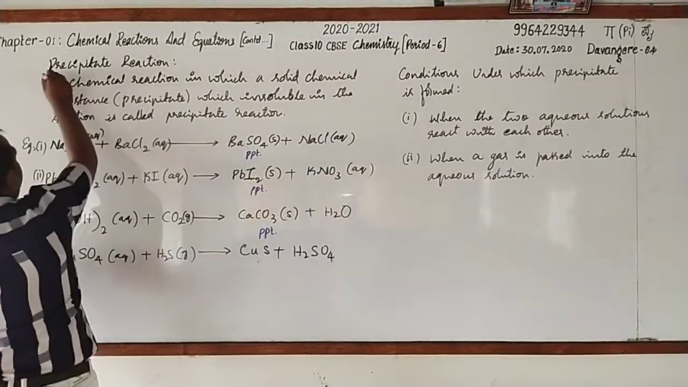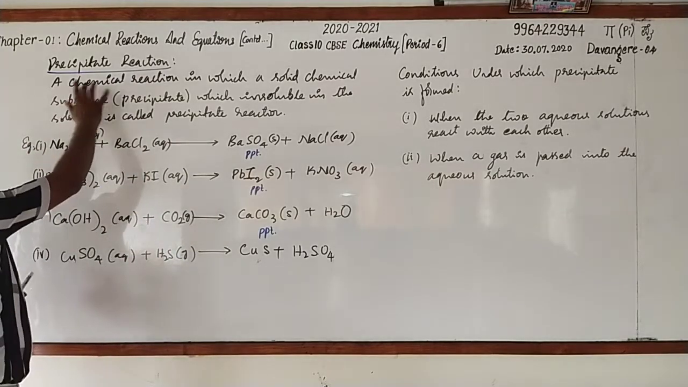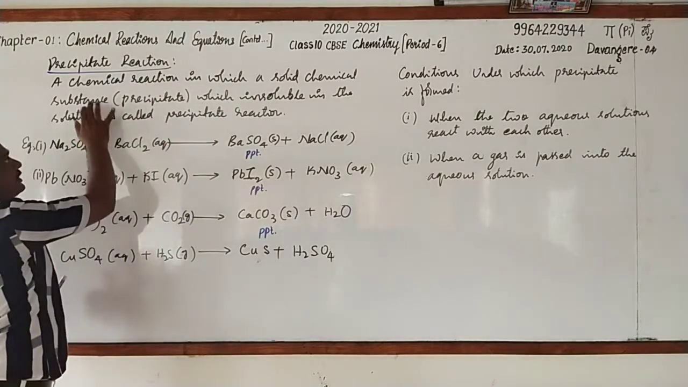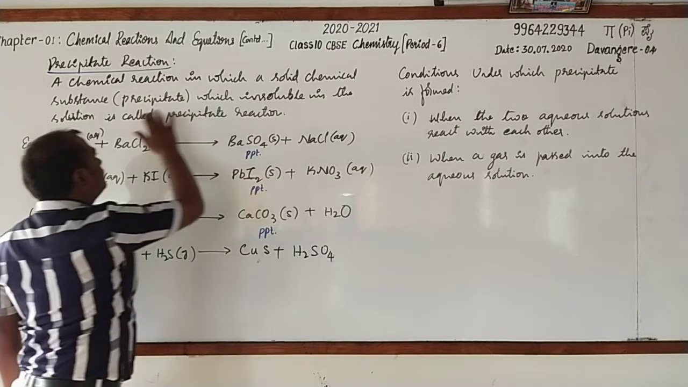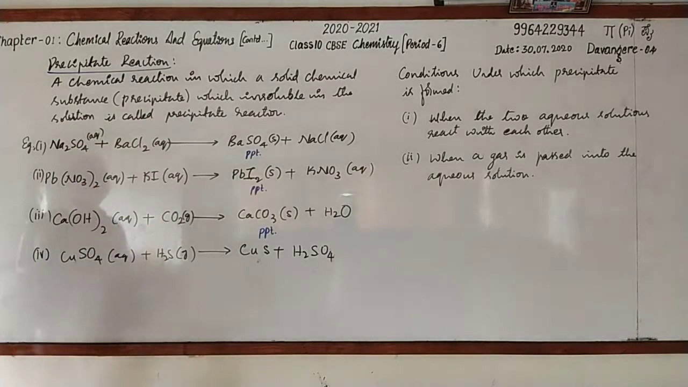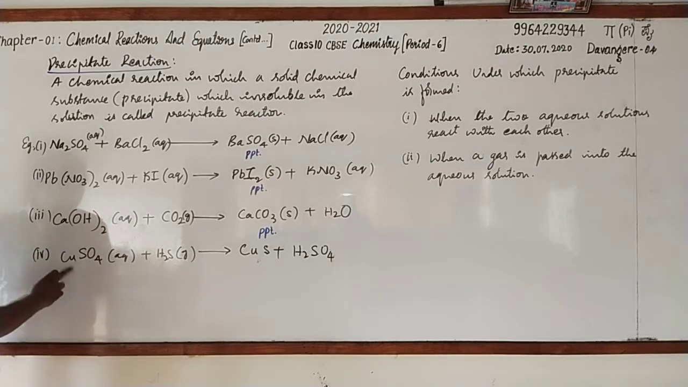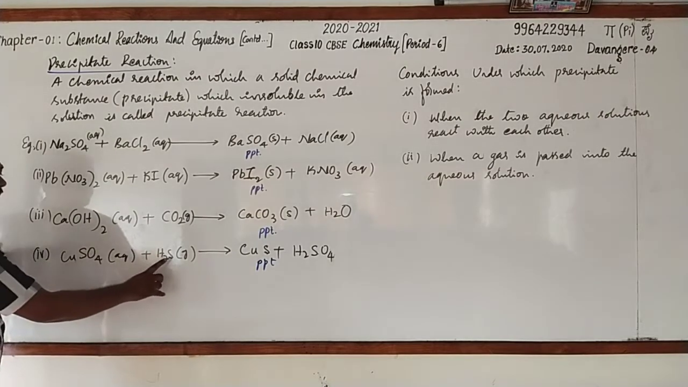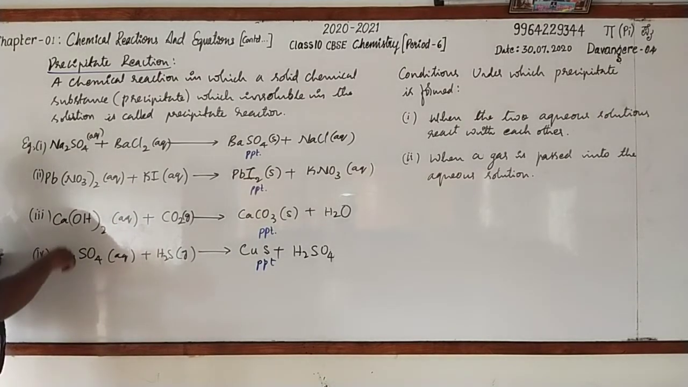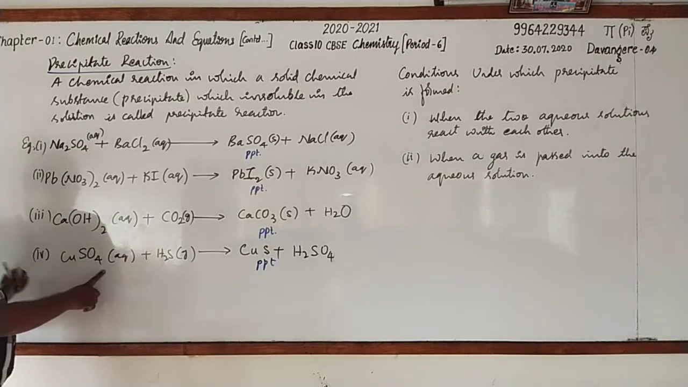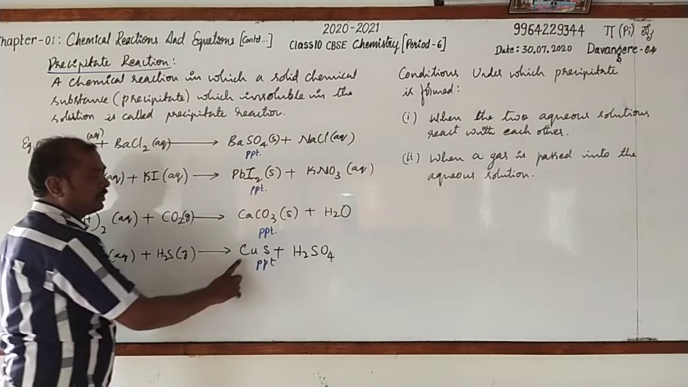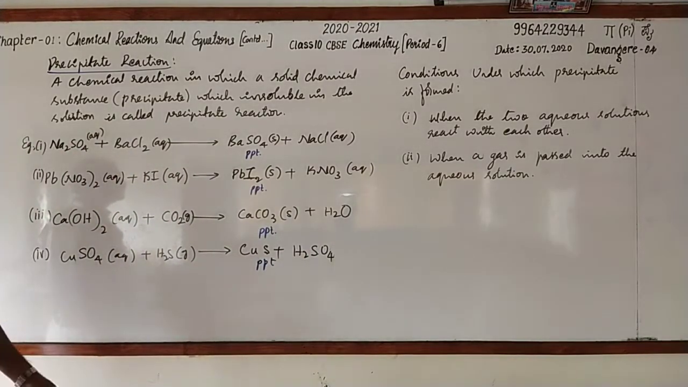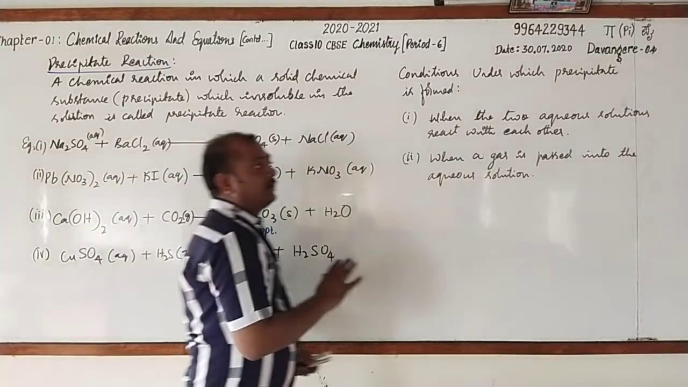Clear? Yes. Now I will go for writing the definition of that. Observe, here I have written the definition of precipitate reaction. A chemical reaction in which precipitate is formed, or else a chemical reaction in which a solid chemical substance, nothing but precipitate, which is insoluble in the solution, is called precipitate reaction. And these are the three, and I have written one more example. In the fourth example, I have taken copper sulfate solution. When hydrogen sulfide gas is passed into the copper sulfate solution, we get a precipitate called CuS, copper sulfide, and H2SO4, sulfuric acid.